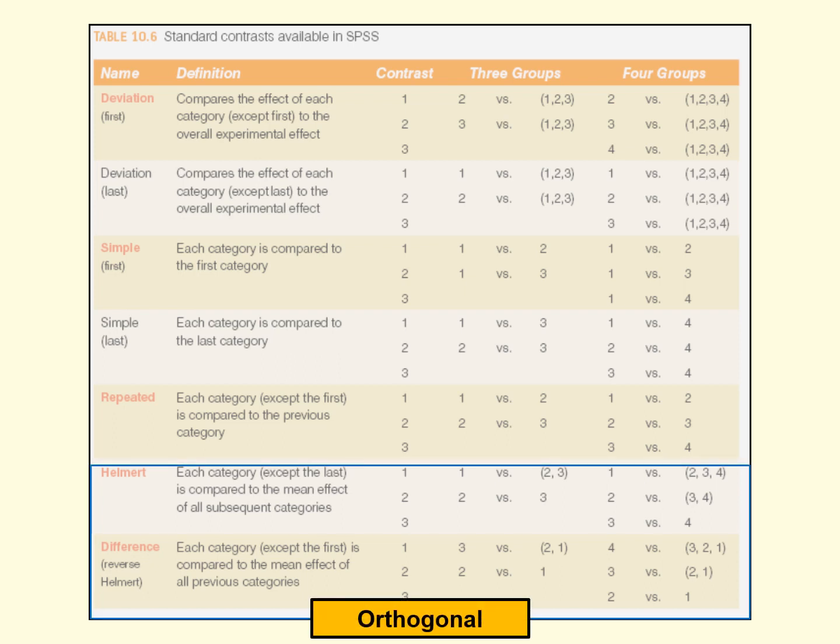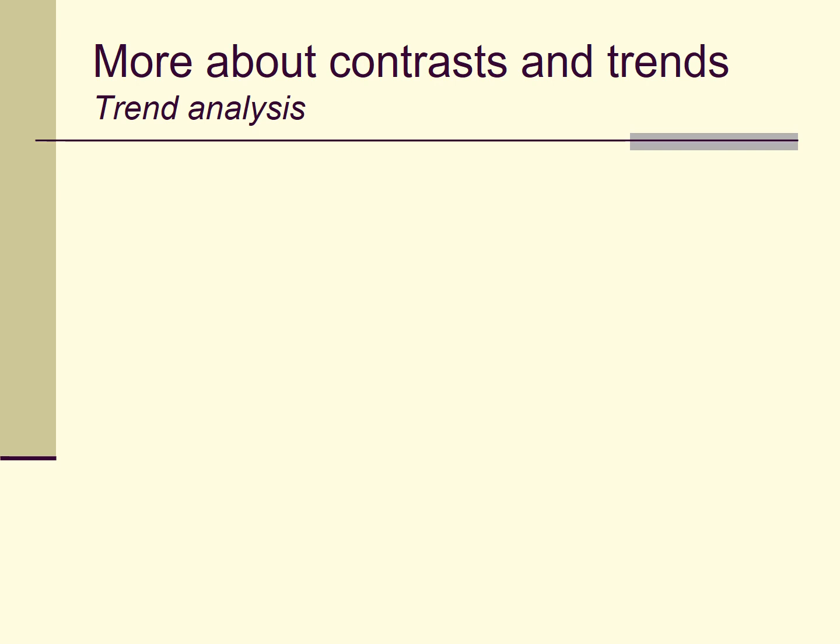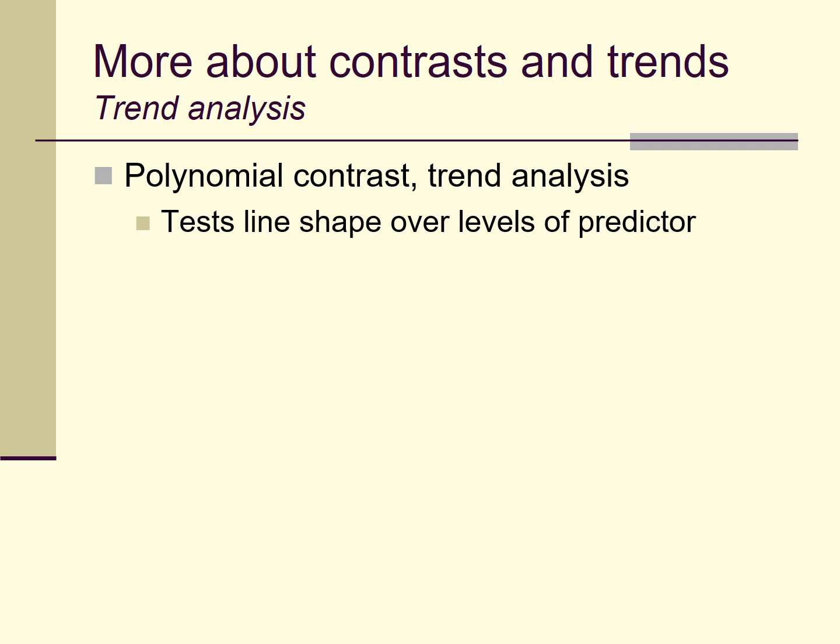It's worth noting that some of these are orthogonal, for instance, Helmert and reverse Helmert, sometimes called difference, and many of them are non-orthogonal. Not that that means you can't use them, it just means that they have certain considerations that you might want to keep in mind. For instance, the fact that those contrasts, those comparisons, will be correlated with each other, which can, in some circumstances, present some interpretive problems.